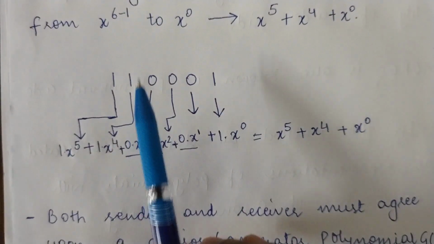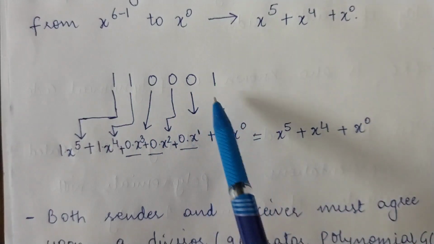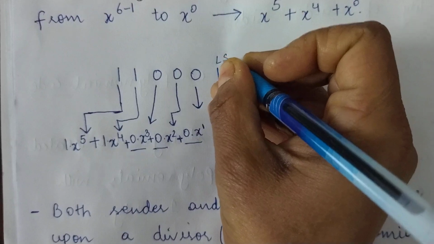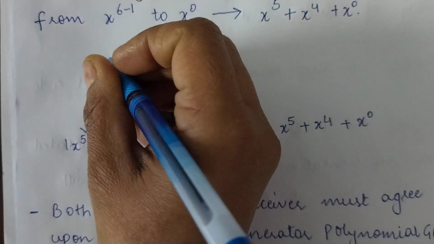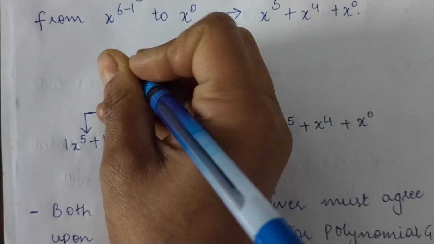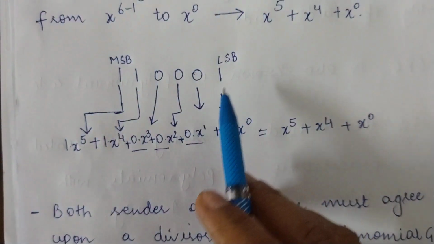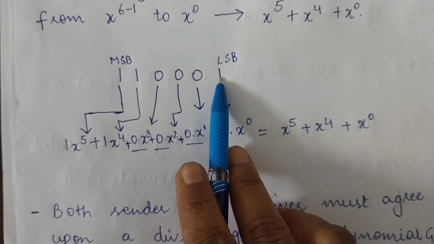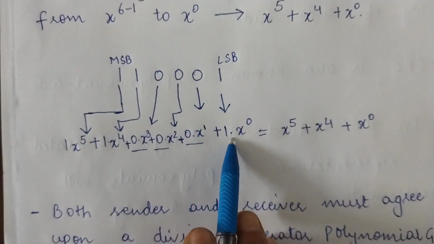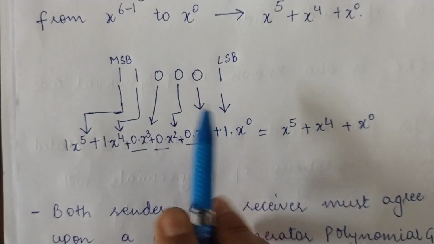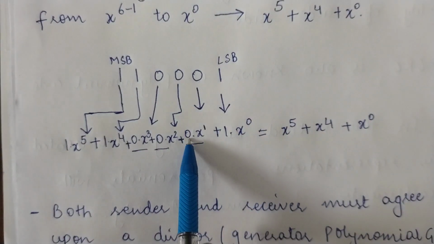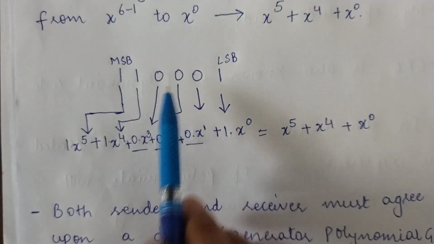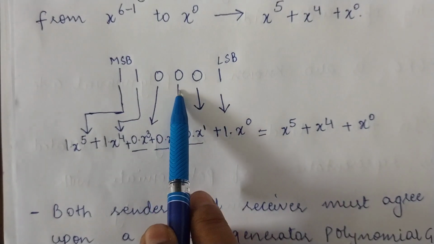See, if I consider this bit string 110001, starting from the least significant bit, also known as LSB, till the most significant bit, also known as MSB. So I'll start from the least significant bit. This is the 0th bit. So the coefficient is 1 into x to the power 0. Then this is the first bit, so the coefficient is 0 into x to the power 1. This is the second bit, so the coefficient is 0 into x to the power 2.